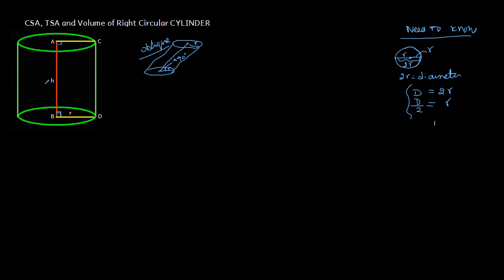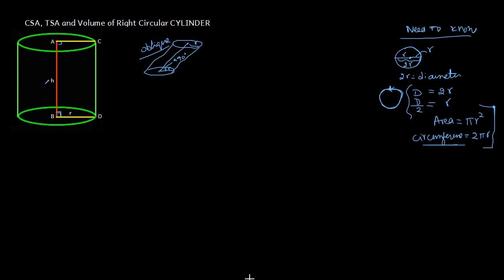Apart from that, you need to know the area of a circle. Area of a circle is pi r square, and circumference of a circle is 2 pi r. What is the circumference of a circle? If I take a circle and start measuring from one point and go along the path of the edge, the total length is going to give me the circumference of the circle. These two things you need to know.